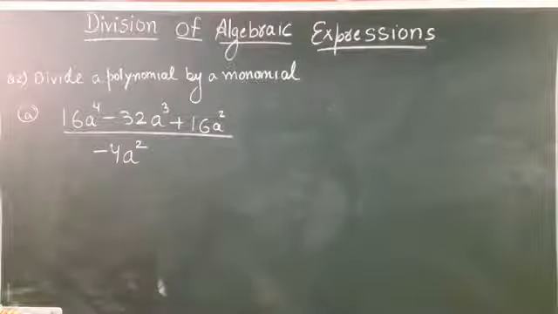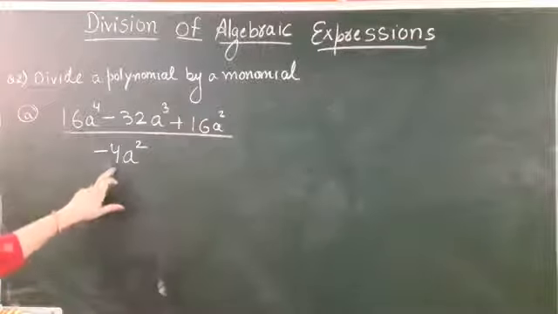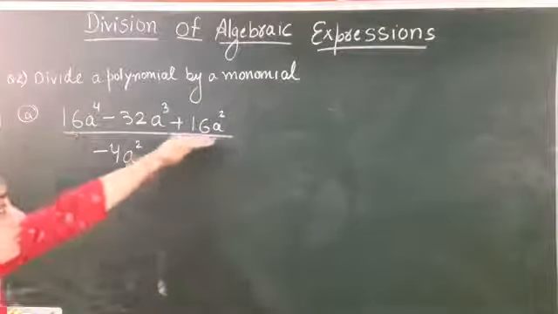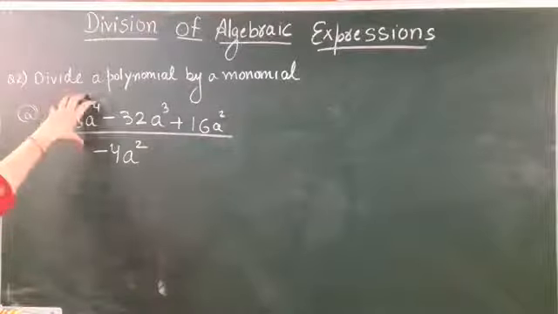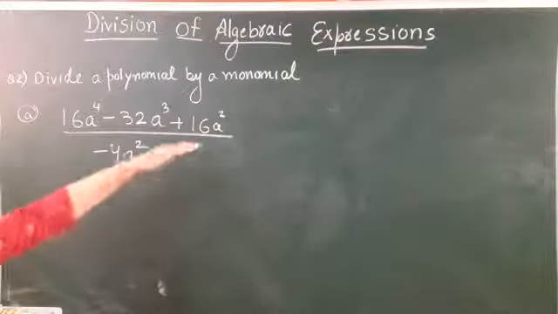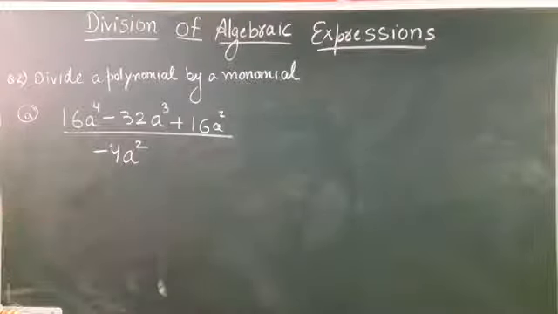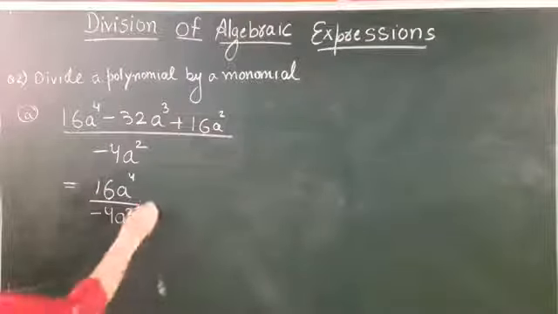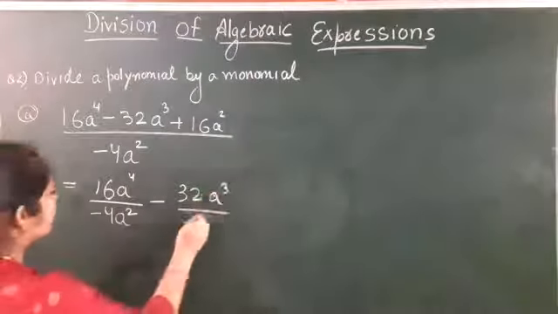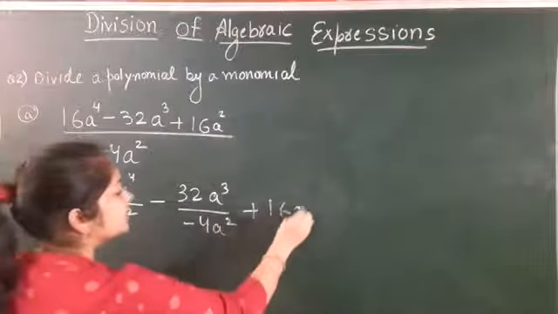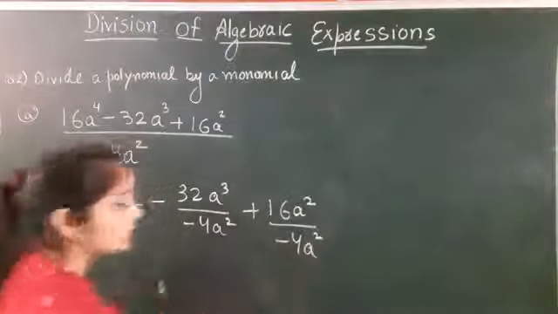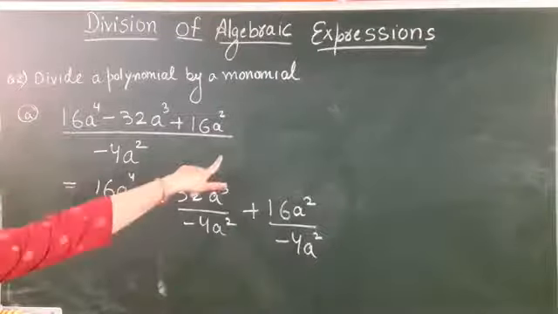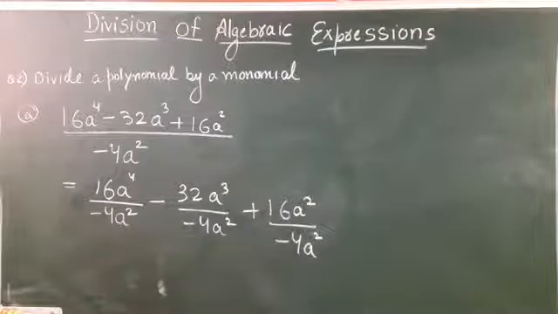Now what you will do is you just can't cancel this 4 with 16 or 32 like this. This denominator 4a² belongs to this whole polynomial. It is not of this one alone, not of this one alone, and not of this one alone; it is of all of them, right? So what we will do is give this denominator to each term separately. So it is -32a³ over -4a² and then plus 16a² over -4a². So now what we did, the denominator -4a² belonged to all of them, so we wrote it separately in the denominator of each term.